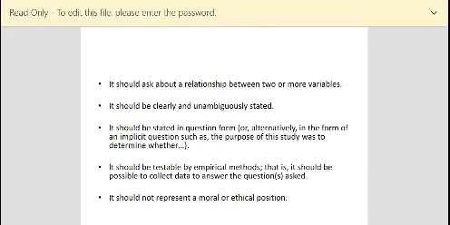Also, it should be testable by empirical methods, that it should be possible to collect data to answer the questions asked. And what are these questions we are talking about? When you establish a research and you wrote down a problem statement, there are questions that you have to ask yourself. That's why you have to research to get the answers to the questions you have been asking. Know why this problem is happening. So it should be testable by empirical methods, that is, it should be possible to collect data to answer the questions asked.